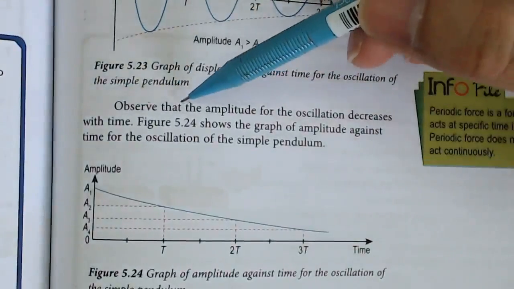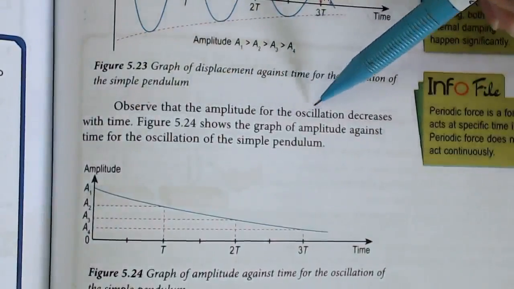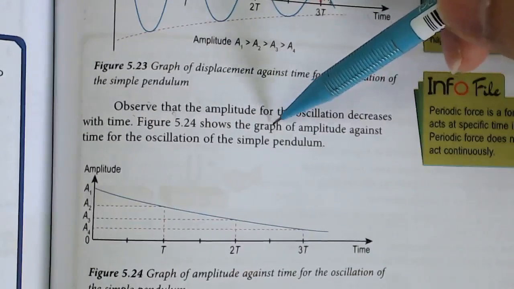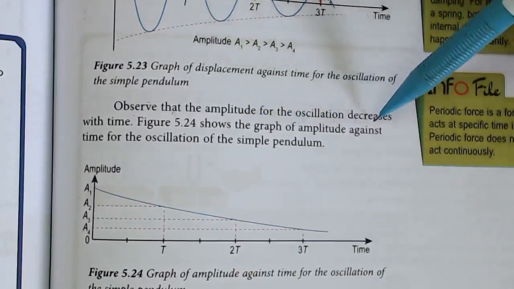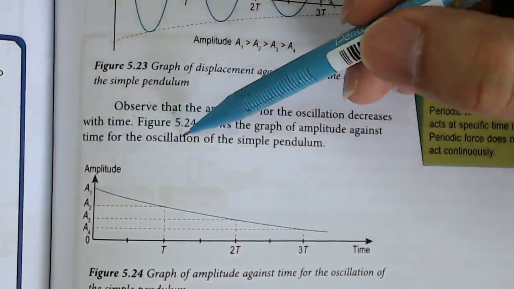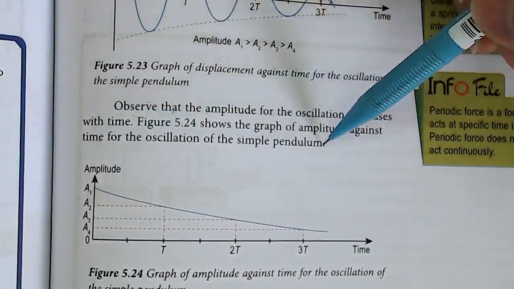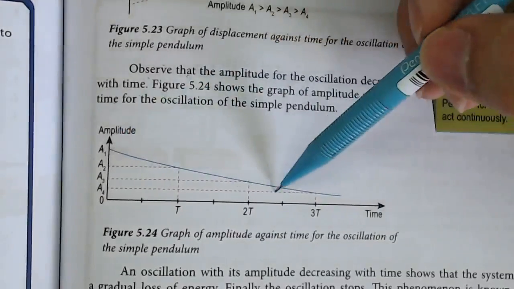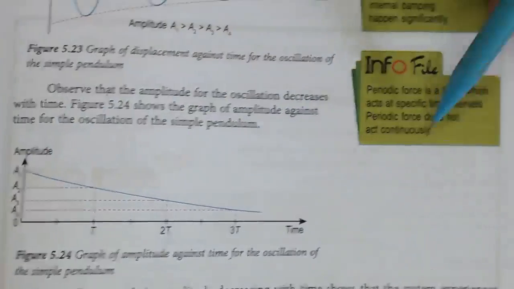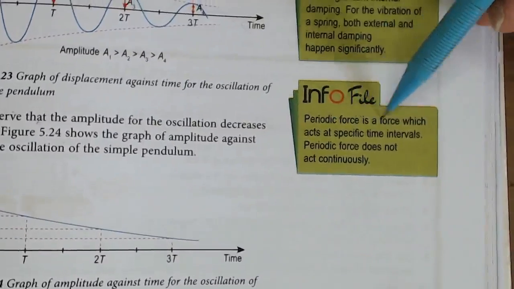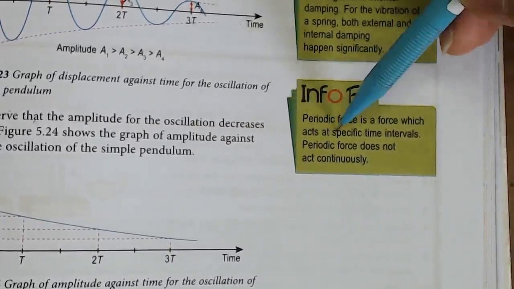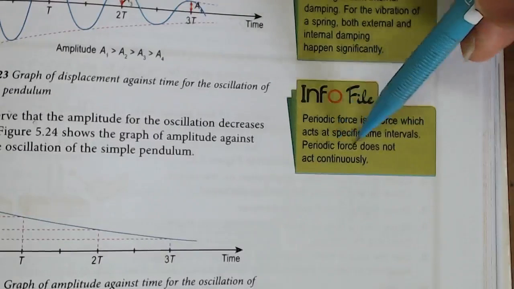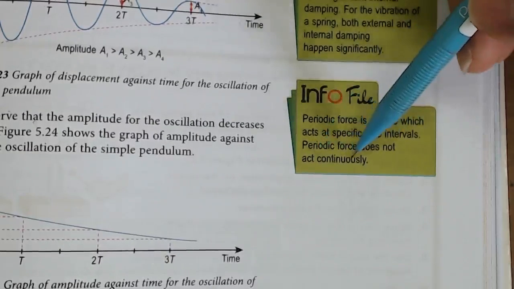Observe that the amplitude for the oscillation decreases with time. The figure below shows the graph of amplitude against time for the oscillation of the simple pendulum. Amplitude decreases with time. A periodic force is a force which acts at specific time intervals. A periodic force does not act continuously.